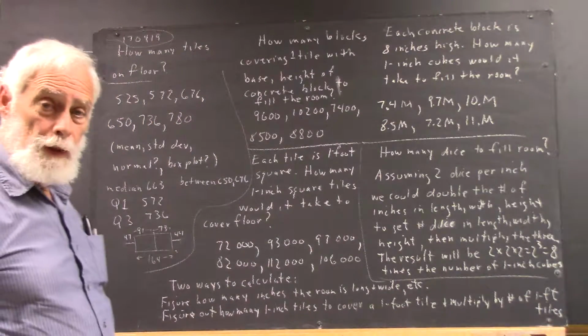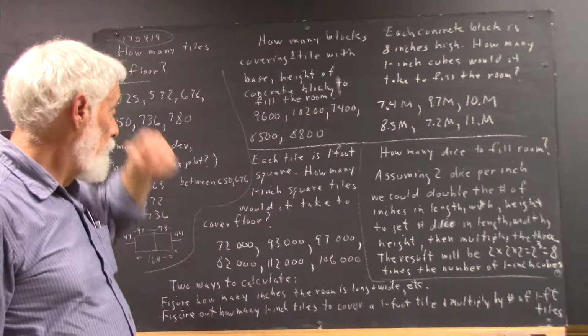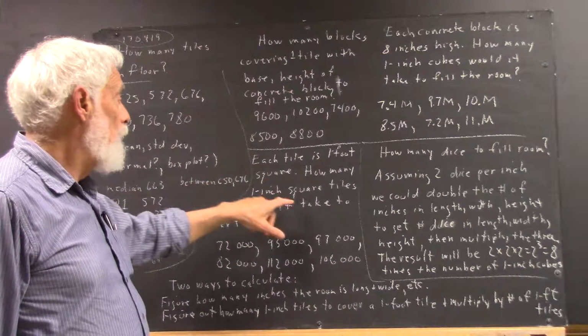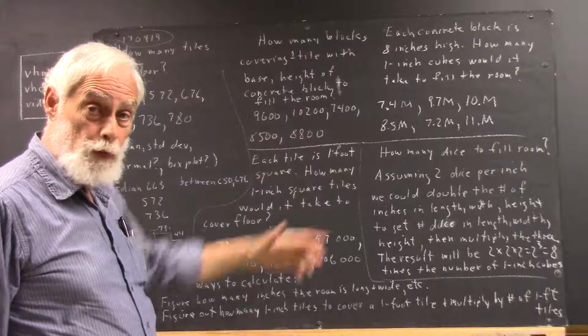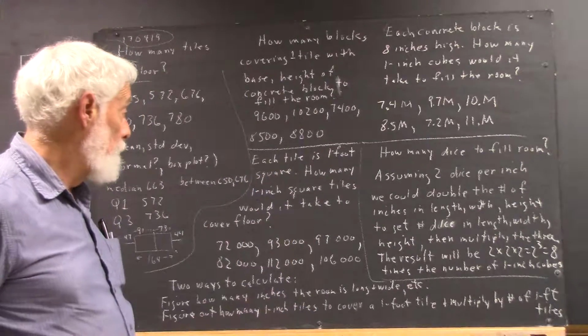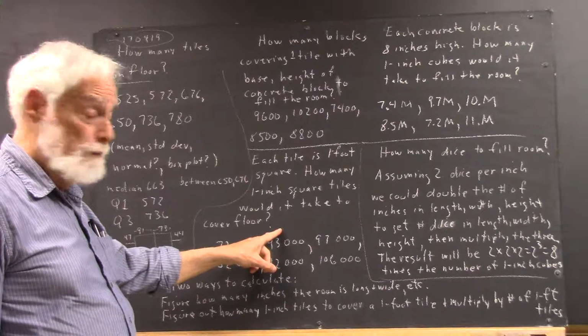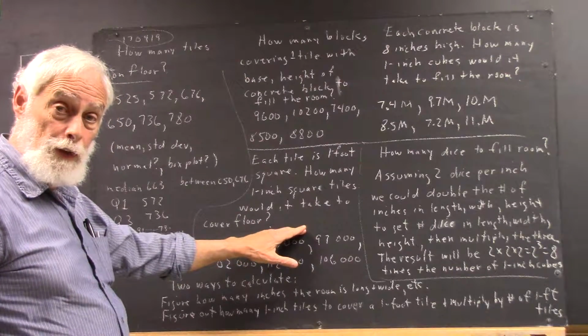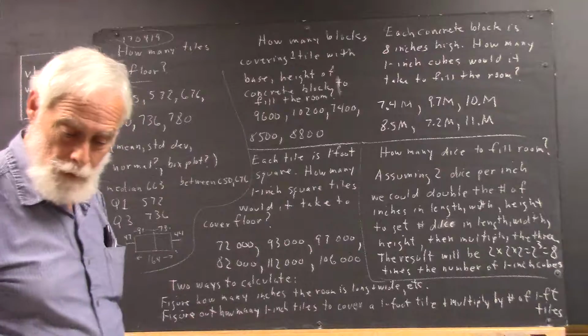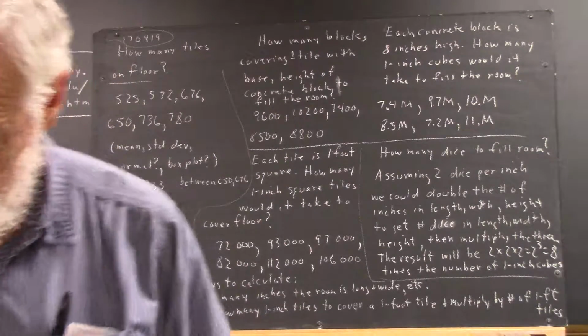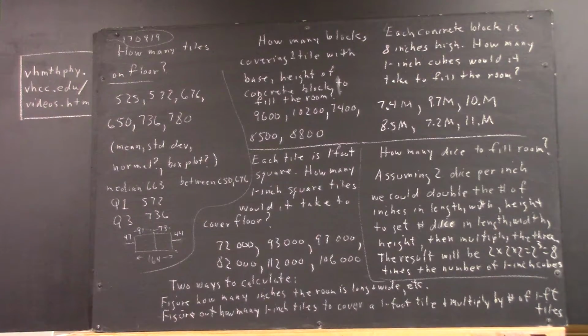Okay, well, the next question is going to be, and I'm going to stop the video here before we get to this, but each tile, I tell you, is a 1 foot square. It's 1 foot by 1 foot. How many 1 inch square tiles would it take to cover the floor? Answer that question if you haven't already. And there are actually two ways to answer it. Maybe you can think of both of them.